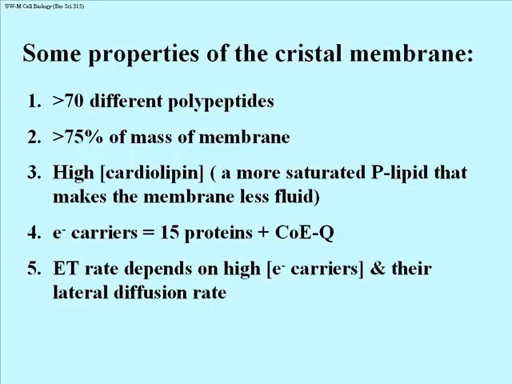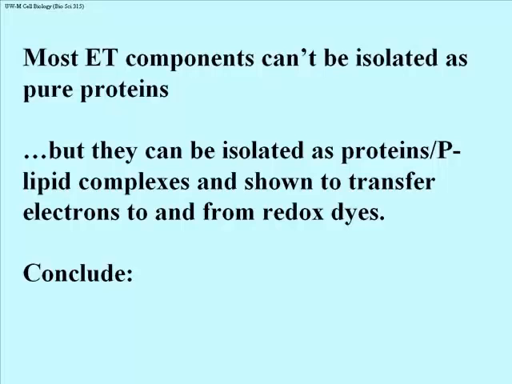The electron transport proteins are not organized in any particular order on the membrane, so the rate of electron transport really depends on the concentration of reduced electron carriers, the number of these electron transport proteins, and the rate at which these proteins diffuse laterally in the crista membrane. When isolated from the crista membrane, most crista membrane proteins lose any biological activity that they might have had. But it is possible to isolate phospholipid protein complexes that do retain biological redox activity.